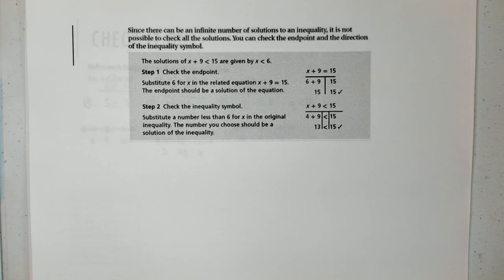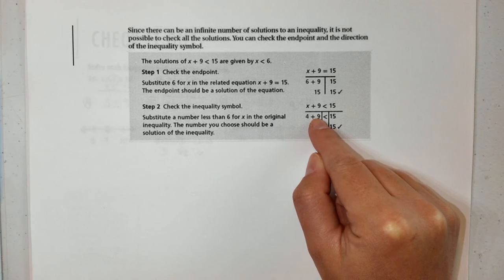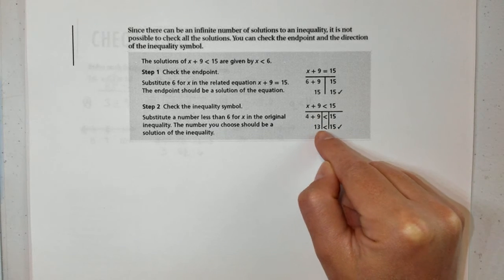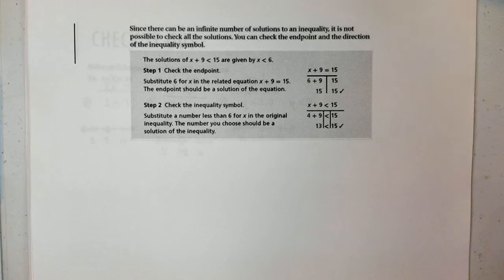Then check the inequality symbol. Substitute a number less than 6 for x in the original inequality. The number you choose should be a solution of the inequality. So if you pick 4, 4 plus 9 gives you 13. Is 13 less than 15? Yes, it is. So that would be a good solution set.